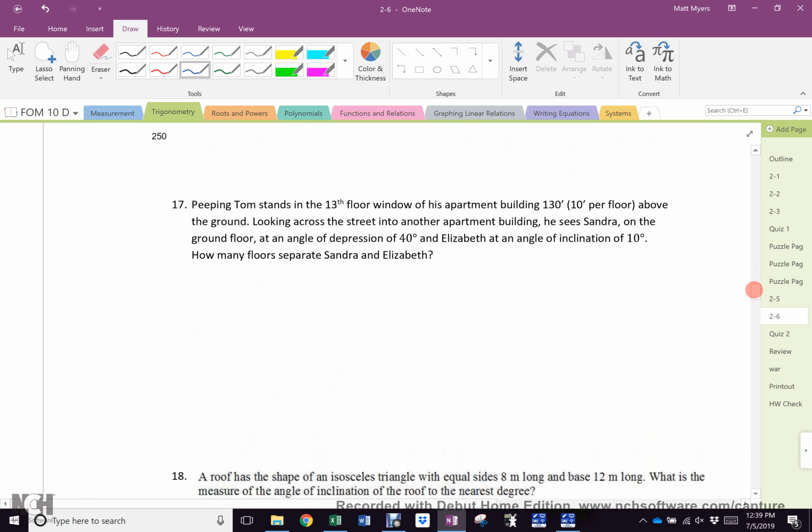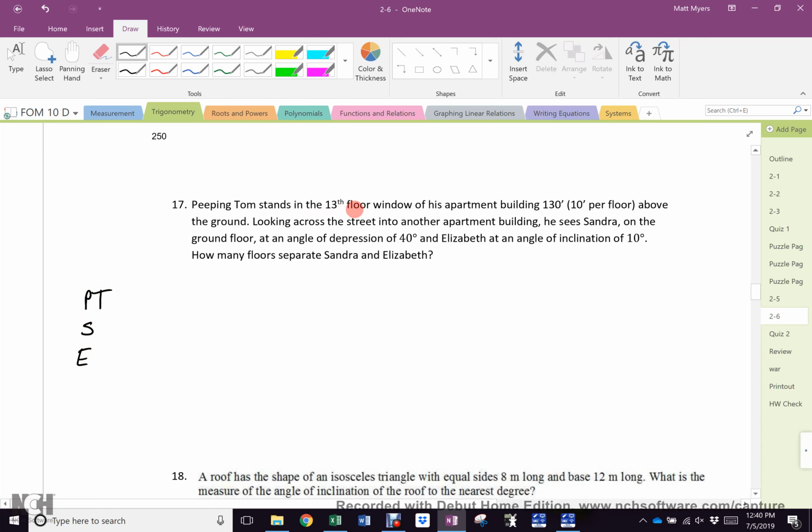So you guys should try to draw this on your own. So let's read that through, talk about what's important. Who's involved here? Peeping Tom. Who else is involved here? Sandra and Elizabeth. So let's figure out where these people are.